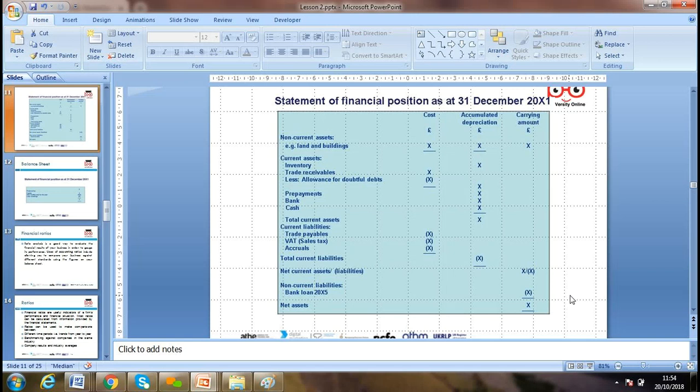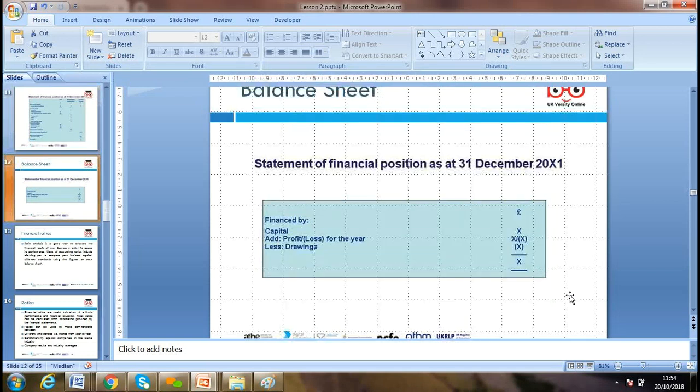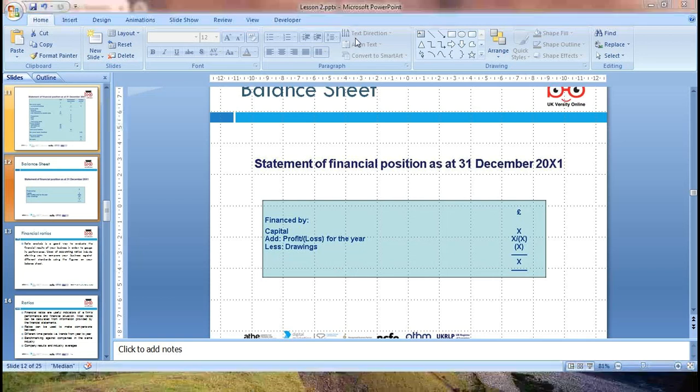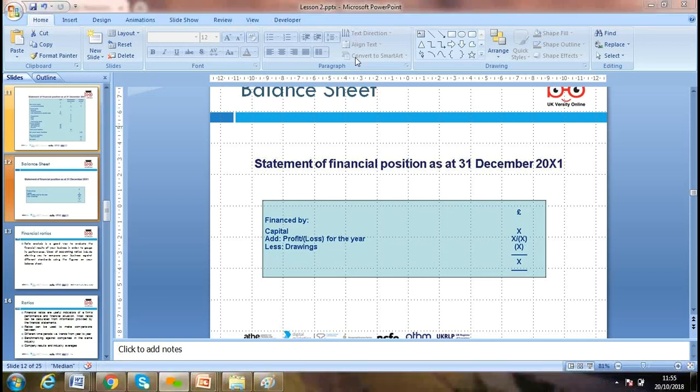So assets minus liabilities give us the net asset, and the net asset figure is always equal to the capital figure. Capital means opening capital plus profit for the year, which is shown at the end of the year in the profit and loss account, and we minus drawings. Drawing means something you draw for personal use. When you invest money in the business, it's business money, it's not your money.